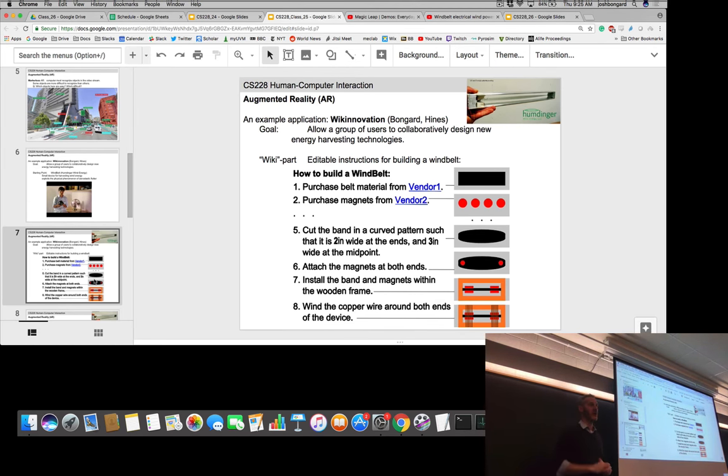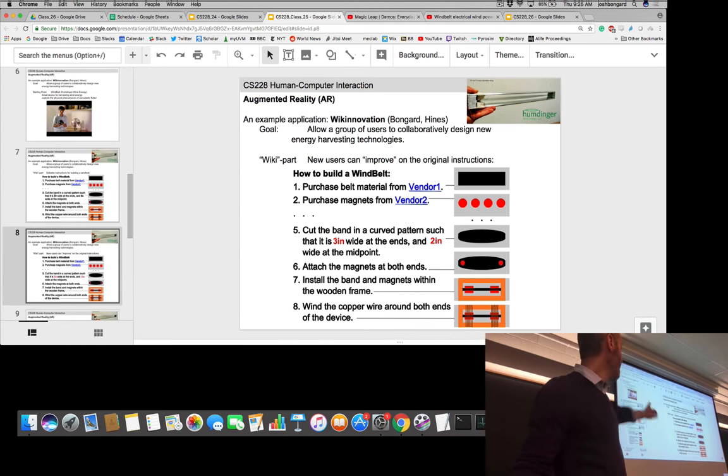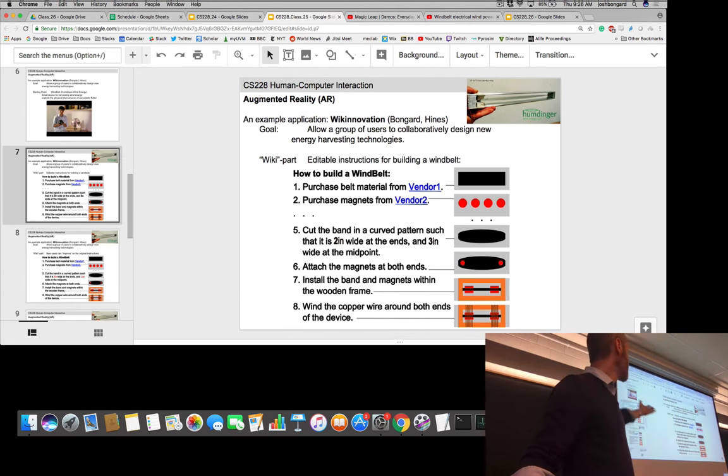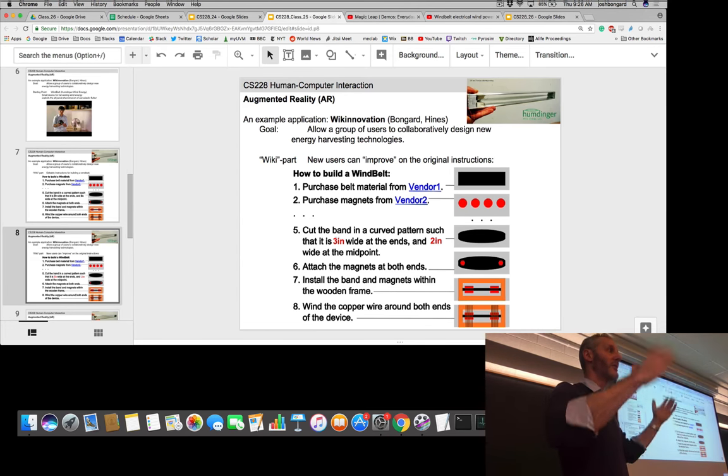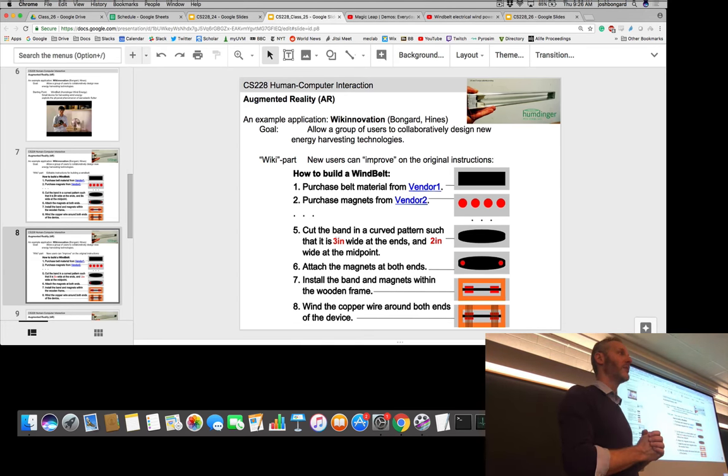Let's say you create this wind belt. You put it outside your window. You plug in your cell phone, and you see how many hours it takes to charge your cell phone. Doesn't do very well. You bring the device back in, and you cut a new piece of material. You take another bike tire and cut it in a different shape. Put that outside the window, and it charges your phone faster. You tell your friends about that innovation by copying this wiki page and making a new page and changing the instructions. You edit the instructions so that the next person who visits the site can see two different versions of a wind belt and they decide which version to build, and off you go.